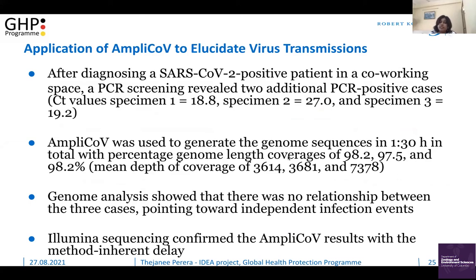And then they did the whole genome sequencing for these 3 patient samples. And then they found out that there was no relationship between the 3 cases, pointing towards independent infection events. And they also did the same thing using the Illumina sequencing method, and it confirmed the AmpliCov results were correct, with the method's inherent delay. So that means we can also use this to explain the virus transmission.